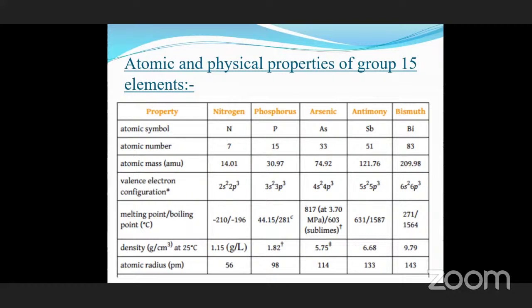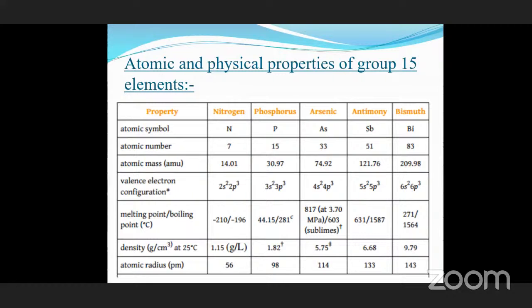What did you understand from this? Always in groups, atomic radius increases down the groups, because by increasing atomic number the atomic size also increases. By increasing size, ultimately the atomic radius also increases. Okay, so this is about some physical properties of the nitrogen family.